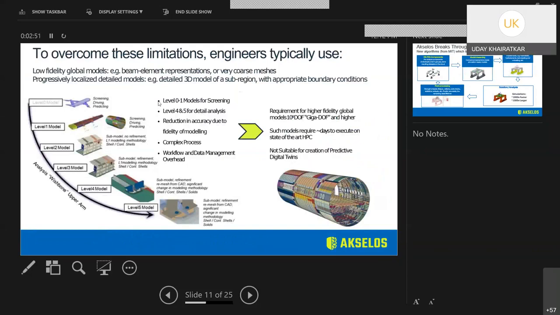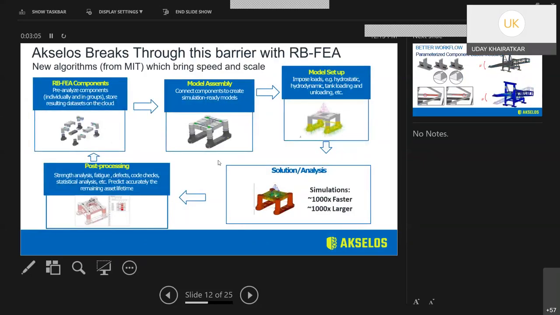To overcome the limitations, engineers typically use the following methods: models for screening, and detailed reduction, which bring inaccuracy, complex process, workflow, and data management overhead. So the XLOS system breaks through this barrier with RBFEA. Pre-analyzed components are stored, with the resulting database on the cloud. Model assembly connects components to create a simulation ready model. Model setup imposes loads, for example hydrostatic, hydrodynamic, tank loading and unloading. Then solution analysis, then post-processing.